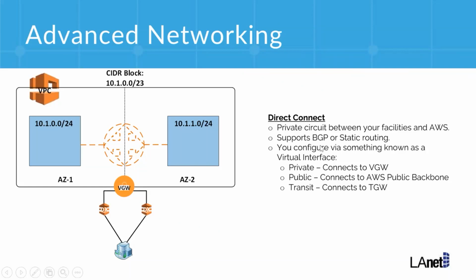And then you're going to configure something called a virtual interface. This is how you're going to peer your BGP. It could be private, public, or transit. A private virtual interface ties to something called a VGW. We're going to talk about that in a slide or two. A public virtual interface ties to the AWS public backbone. You would use that if you're trying to address a lot of data transfer to a public AWS service like S3, for example, or CloudFront potentially. And the transit virtual interface, or VIF, connects to something called a TGW, which we'll talk about in a few slides.